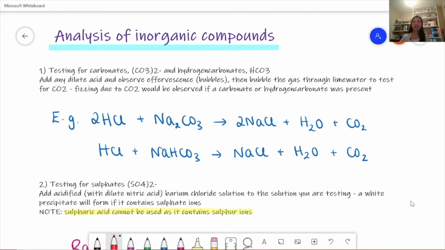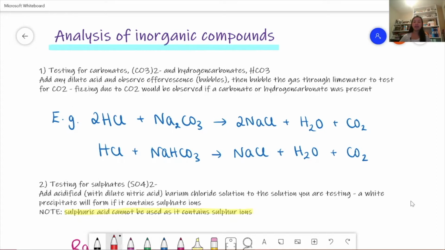So the first test that we can do is the test for carbonates and hydrogen carbonates. What we do is we add any dilute acid and observe effervescence. That's just the fancy word for bubbles. And then we bubble this gas that's produced through some lime water to test if it is carbon dioxide or not. And if the lime water goes cloudy due to carbon dioxide, then that means that there's a carbonate or a hydrogen carbonate present.